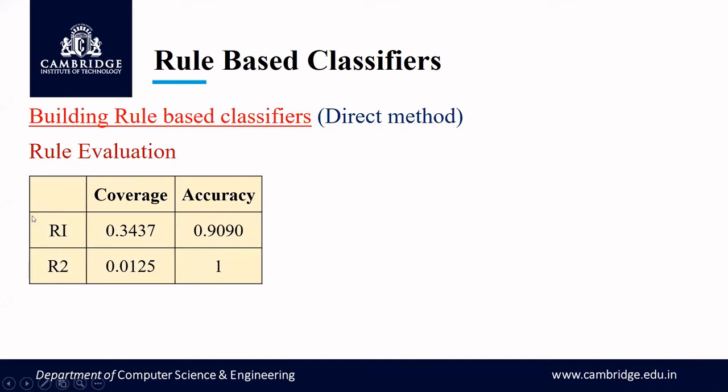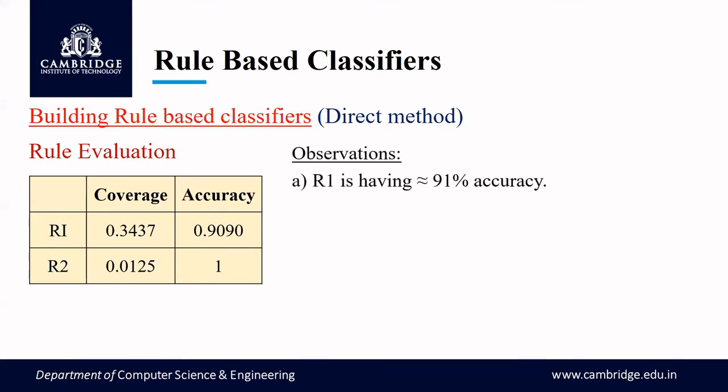These are the values that we have got, right? Rule 1's coverage is 0.3437, approximately 34%, whereas accuracy is approximately 91%. Rule 2's coverage is 1.25% when I convert this into percentage, but the accuracy is 100%. Right. So what are the observations that you make with respect to this calculation? Let us see the observations that we make.